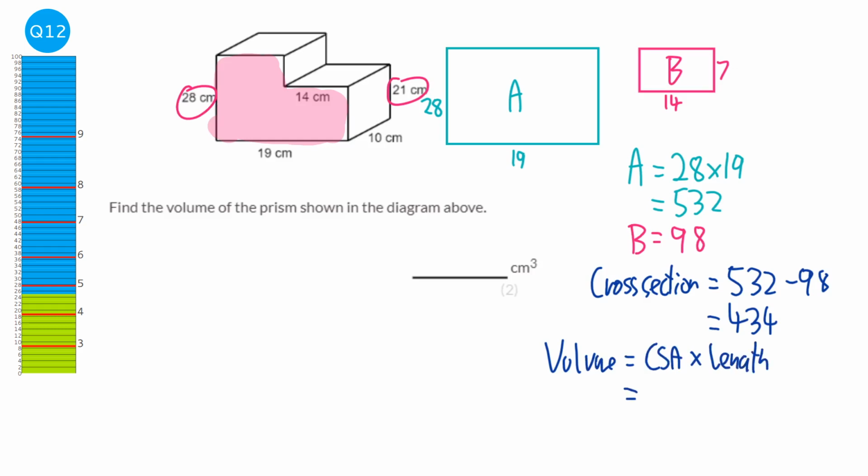Now the volume of any prism is area of cross-section times the length. So our area of cross-section is 434. Our length is basically how 3D the shape is, so it's going to be 10, and so that would be 4,340. So our answer is 4,340 centimeters cubed.